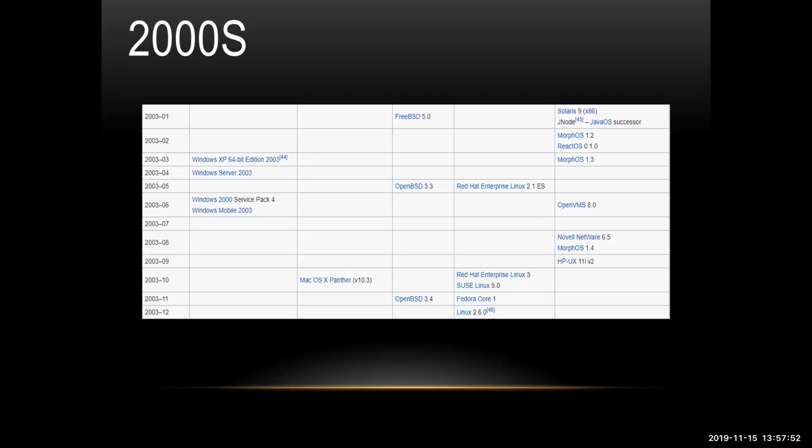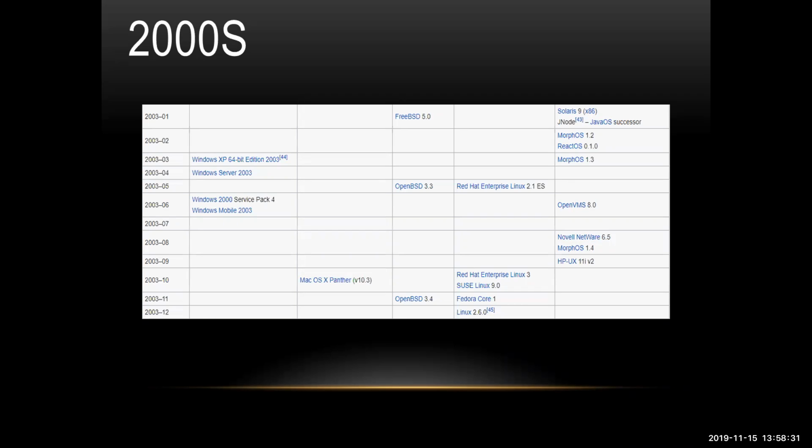And on April 2003, we had Windows Server 2003. And we had OpenBSD 3.3, Red Hat Enterprise Linux 2.1 ES, Windows 2000 Service Pack 4, Windows Mobile 2003, OpenVMS 8.0, Novell NetWare 6.5, MorphOS 1.4, HP-UX 11i v2, then Mac OS X Panther.